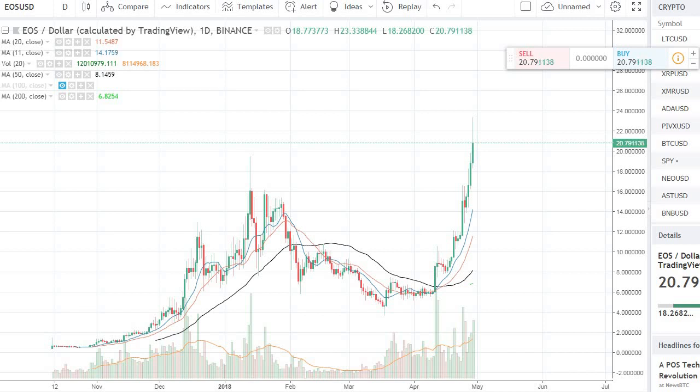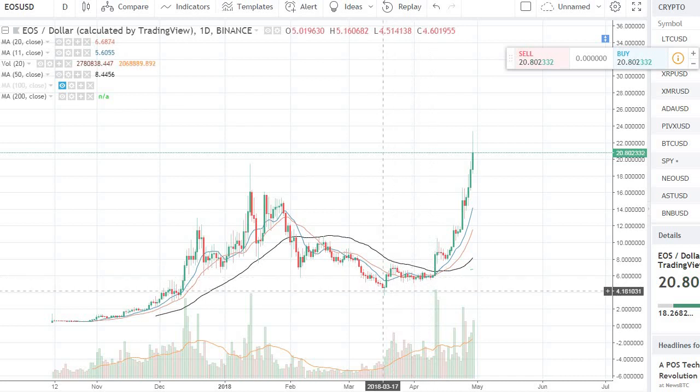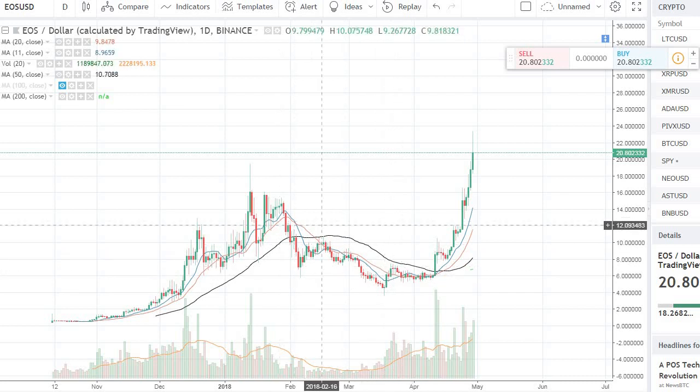So that being said, EOS is trading at 20.79 right now against the USD pair. I'm looking at the daily chart, and this data is coming from Binance, calculated by TradingView. Let's do a recap. If you go back to the March and April time frame, it created a bottom right around 3.72, and since then it tried to make a run and get out of this falling wedge.